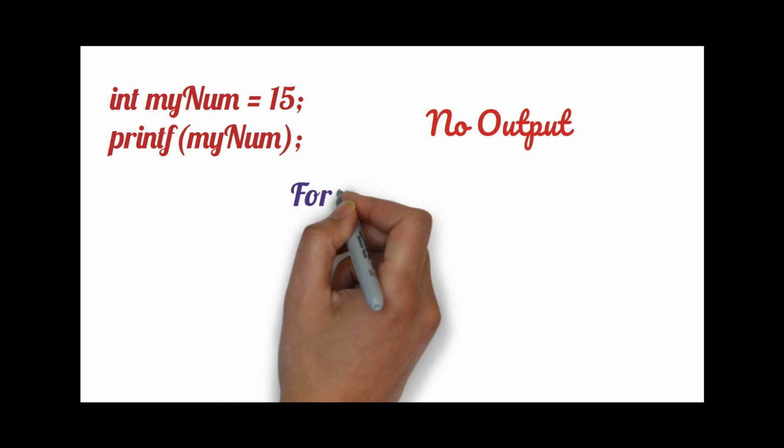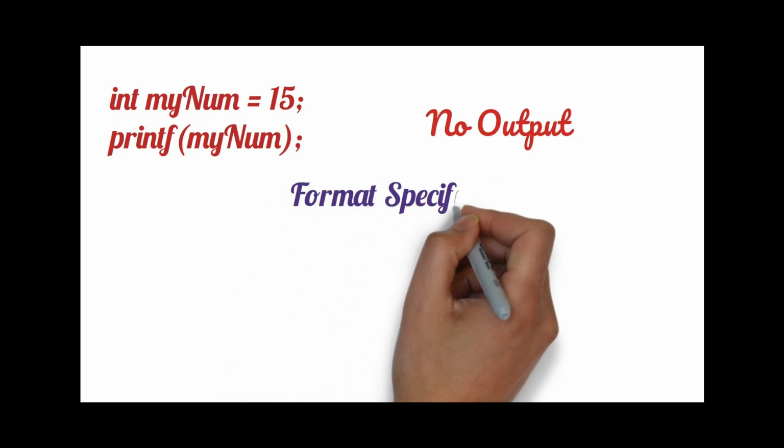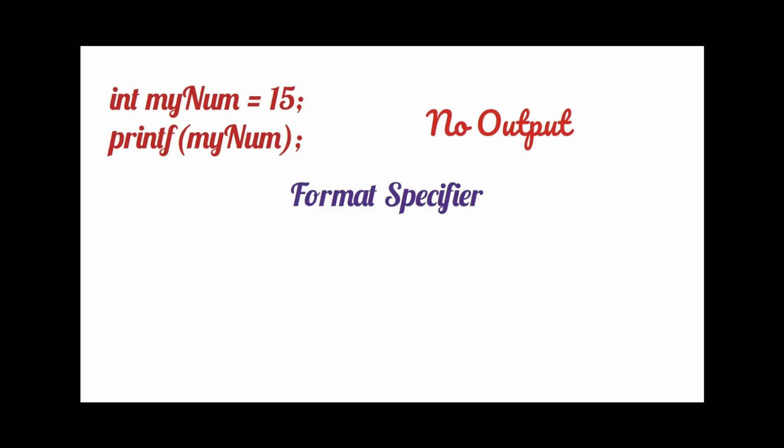Why? Because to output a variable in C you must get familiar with something called a format specifier. Okay. So now what do you mean by format specifier? So when you are specifying for the C compiler that I want to print an integer value, or I want to print a floating point value, or I want to print a character. Okay, now let us see.